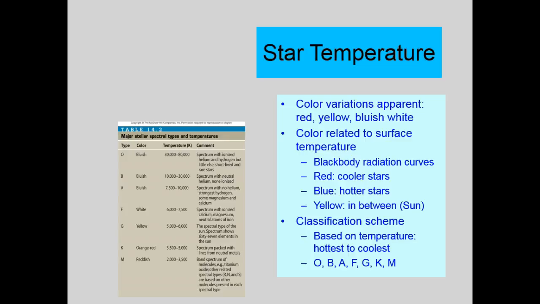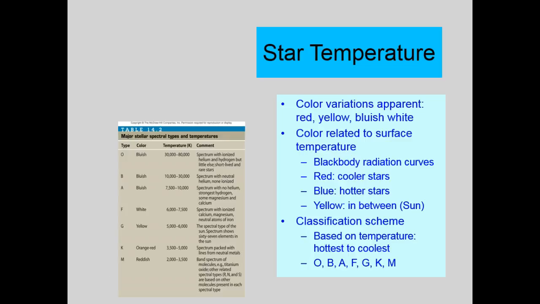Your B is the next hottest, and that's bluish, 10,000 to 30,000 K. The spectrum shows neutral helium, none of it ionized. So it's only ionized at the O level. That's what distinguishes them. A is also bluish white, and this is 7,500 to 10,000 K. The spectrum has no helium, strongest hydrogen, some magnesium and calcium, which to me is a little bit surprising, but I guess not too surprising.